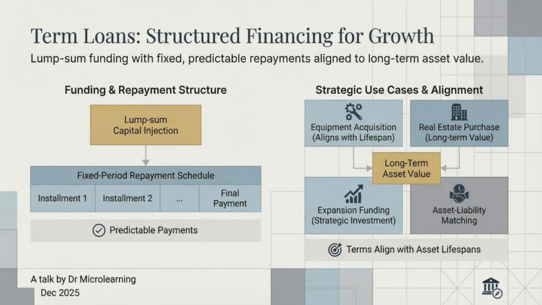Term loans provide a lump sum capital injection with a fixed repayment schedule, making cash outflows predictable over time. The slide's diagram shows how installments translate into a final payment and why these loans align with long-lived assets like equipment or real estate, supporting expansion while matching debt tenor to asset lifespan for better asset liability management.